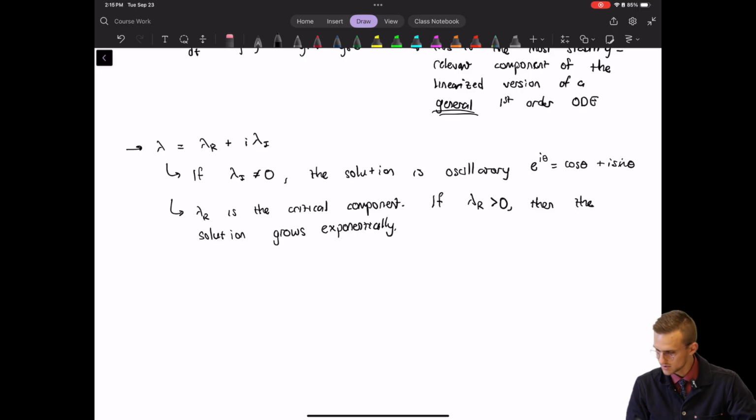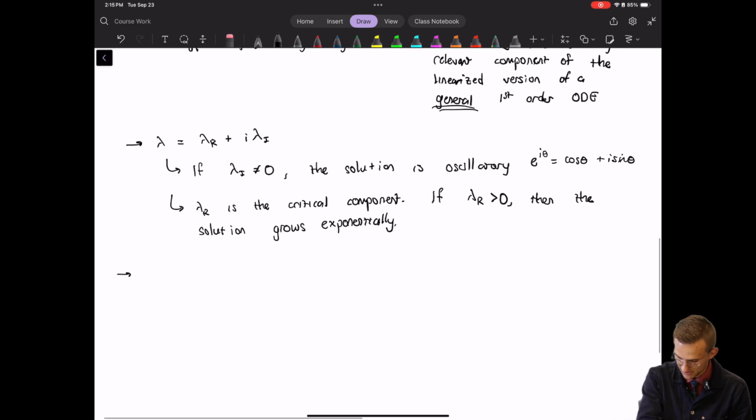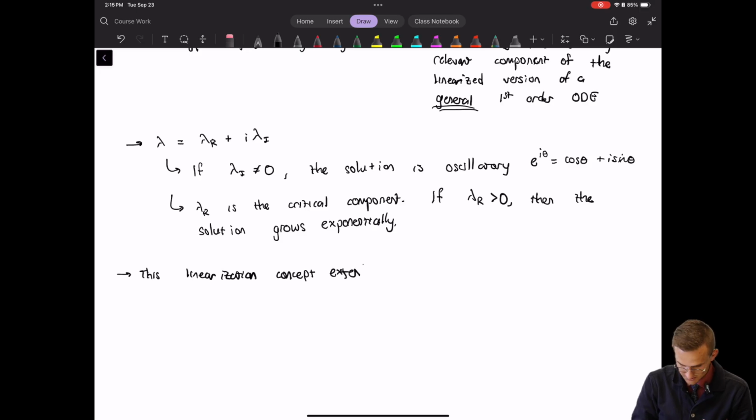Let's see. Do I want to do this? Yeah, I should probably introduce this idea really quickly, and then we'll take a step back. So let's make one little aside here and note, and we're actually going to return to this when we talk about higher order equations, that this linearization concept extends to second order equations.